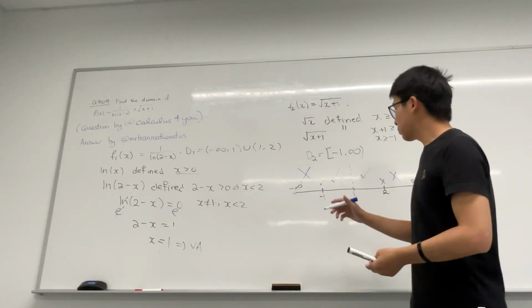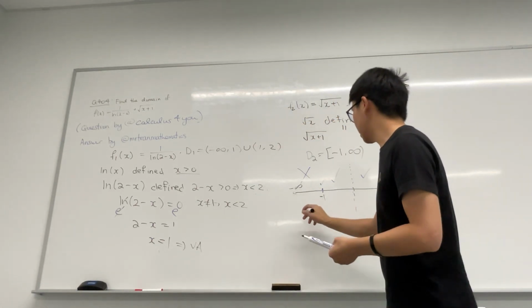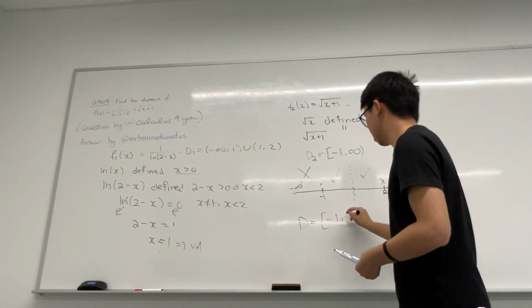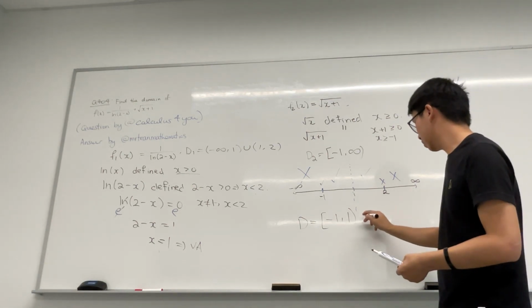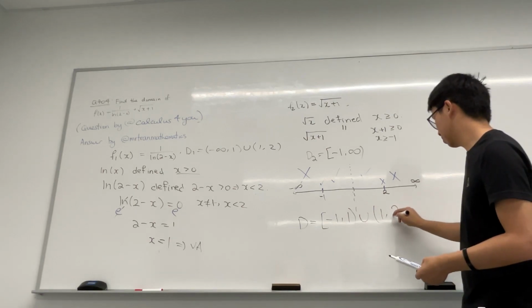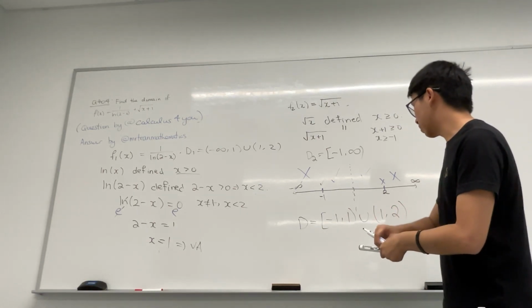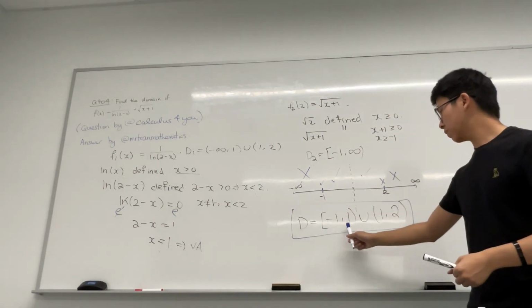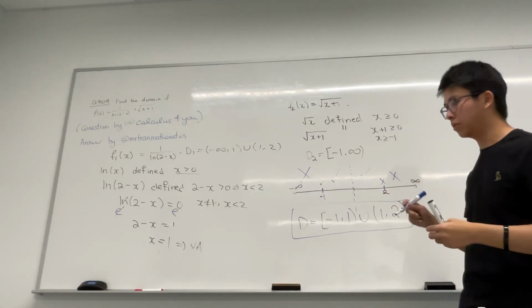So that means the interval where f of x is actually defined is going to be from negative 1 to 1, where negative 1 we're including and 1 we're not including, union 1 not inclusive to 2 also not inclusive. And this is the domain.